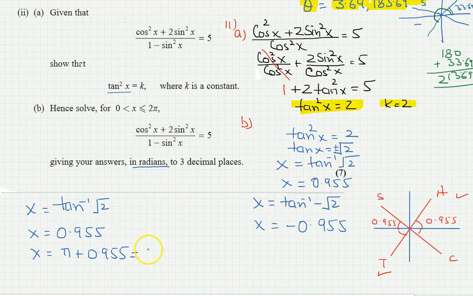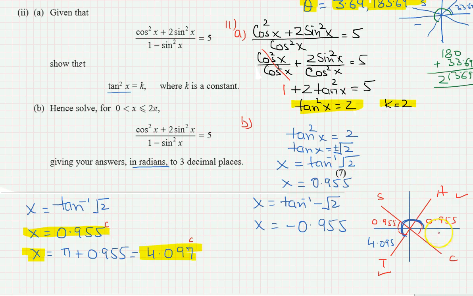So up to 3 places of decimal it is 4.097. So this angle is 4.097. These are the two values. This and then x is this. This is in radians. In radians we write this is a radian.